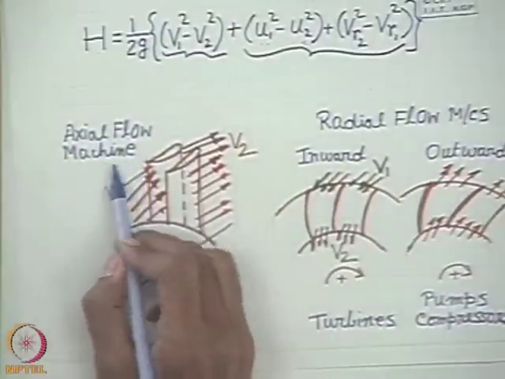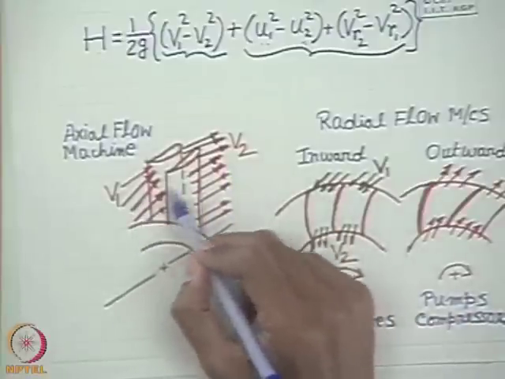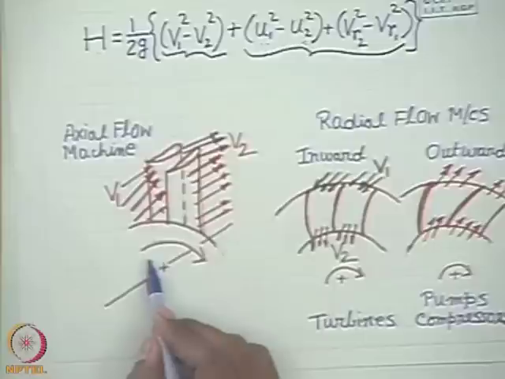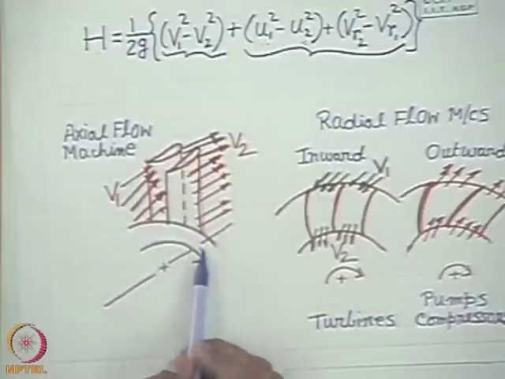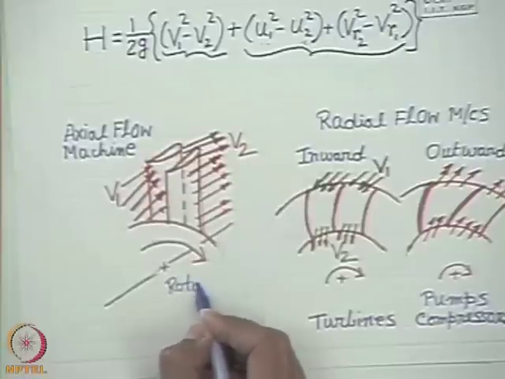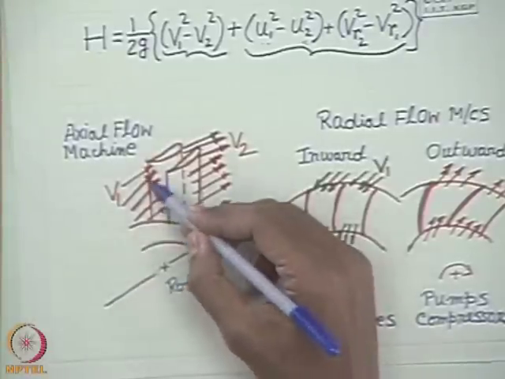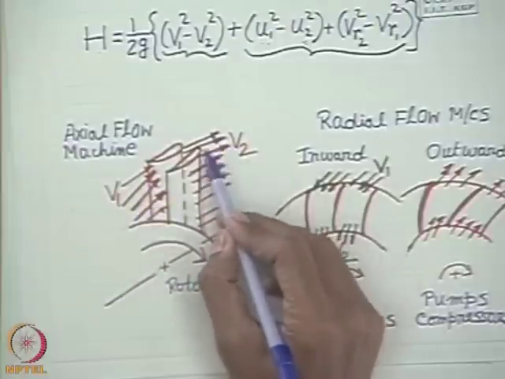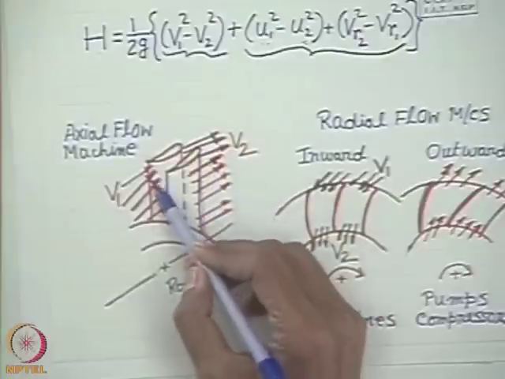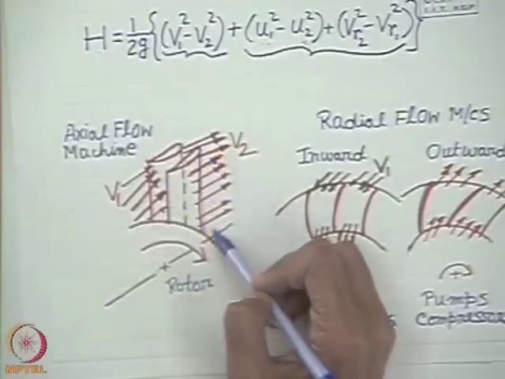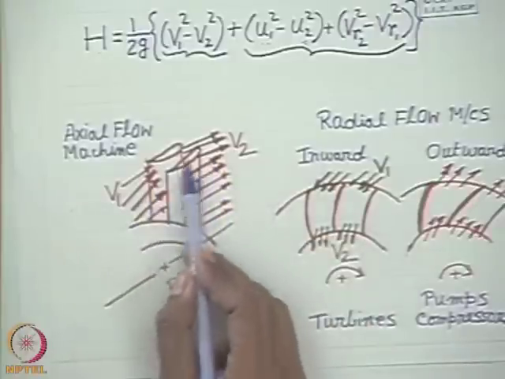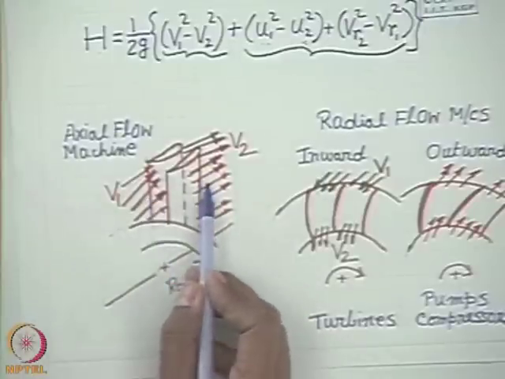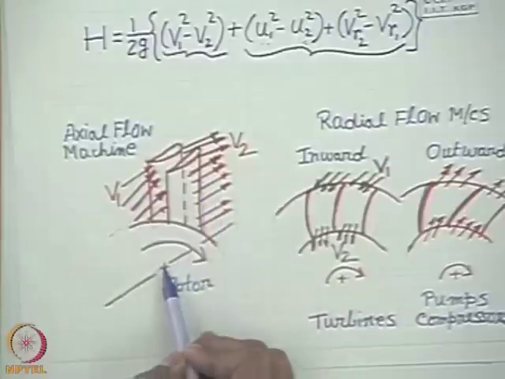One type of fluid machine is the axial flow machine, where the main direction of the fluid flow is along the axis of rotation of the rotor. Just see here, if this be the rotor, and this is the axis of rotation, and we consider two vanes mounted on the rotor disc, and the fluid inlet velocity is like this and the fluid discharges in this direction, then the inlet and outlet conditions are such that the main flow direction is along the axial direction. The most important thing is that the inlet and outlet of the fluid do not vary in their radial location from the axis of rotation.